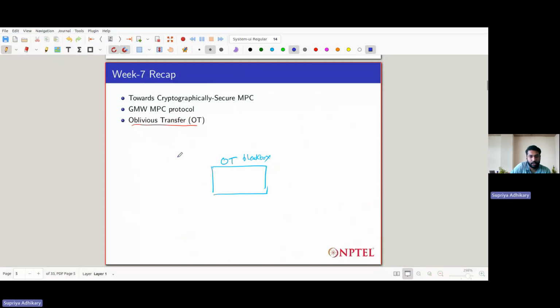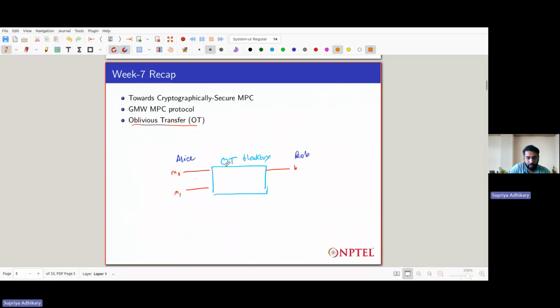So if on one side there is Alice, and on the other side we have Bob. Both Alice and Bob have secret inputs M0, M1, and Bob has an input B. So these are secrets. Bob has the input B.